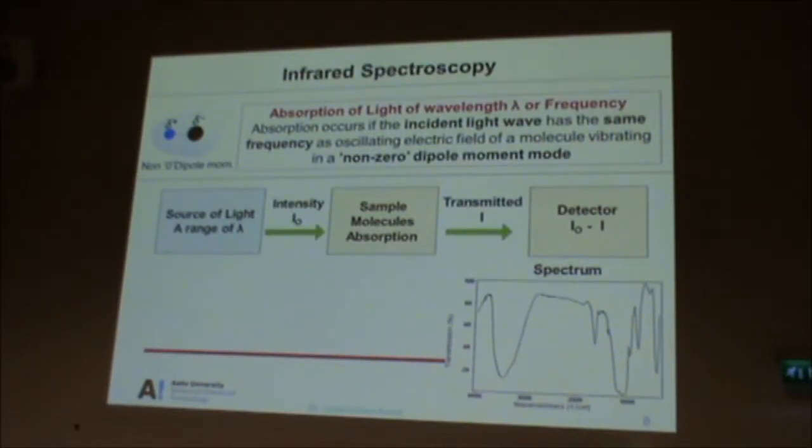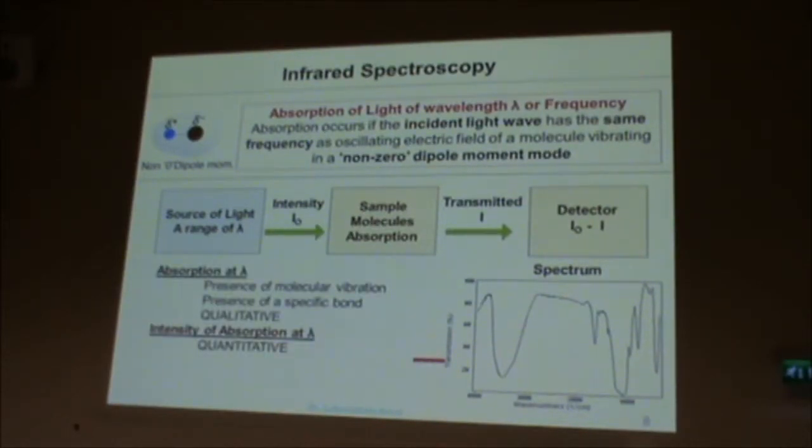In infrared spectroscopy, what we are actually measuring is how much molecules with bonds that are vibrating, that have non-zero dipole moment, can absorb light. The exact wavelength that is absorbed depends on the energy of vibration, and that gives us qualitative information. So what bonds are present decides which wavelength gets absorbed. And at a given wavelength, how much light is absorbed depends on the amount of molecules present, and that gives us quantitative information.